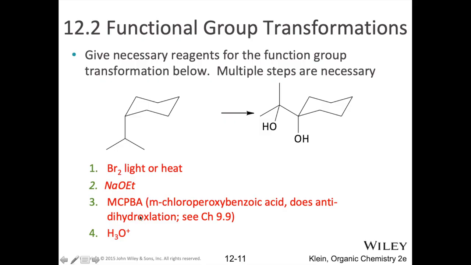Then using your MCPBA, you could do an anti-dihydroxylation. If you want to see the mechanism for this or look at this in more detail, go back to chapter 9. And then you quench that reaction with some acid, and that makes this final product, and that's what you want.